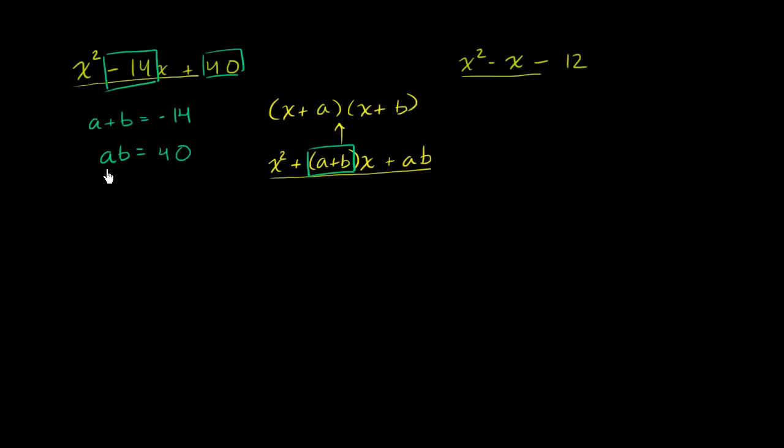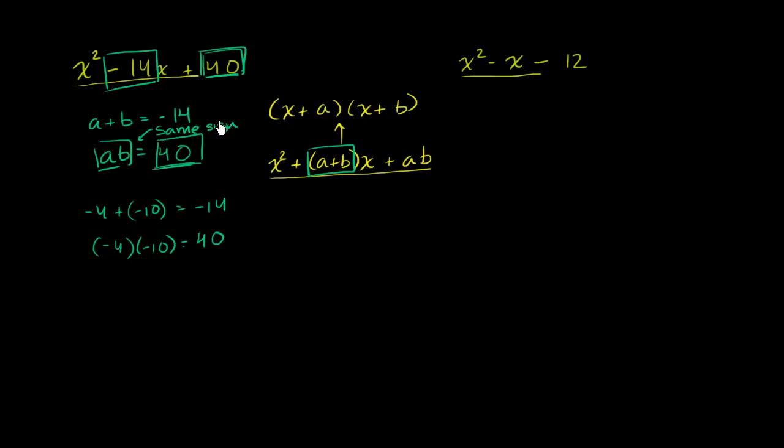4 times 10 is 40, but 4 plus 10 is equal to positive 14, so that wouldn't quite work. But what happens if we make them both negative? If we have negative 4 plus negative 10, that's going to be equal to negative 14. And negative 4 times negative 10 is equal to 40. The fact that this number right over here is positive tells you that these are going to have the exact same sign. If this number right over here was negative, then we would have different signs.